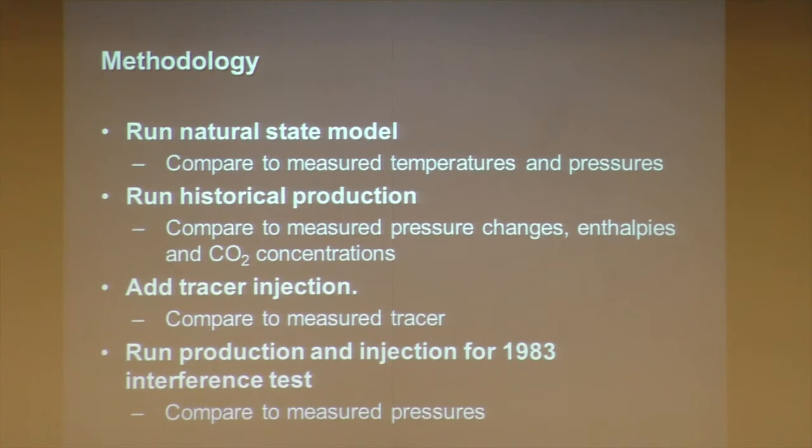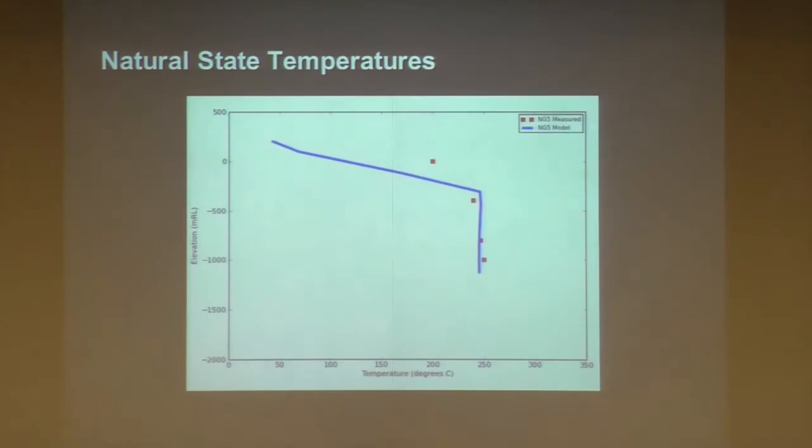We then apply the historical production rates to the model and compare the changes to pressures, enthalpies, and CO2 concentrations. We add the tracer injection to check how the model performs with the tracer test, and we compare the model results to the early interference test that was done in the 1980s.